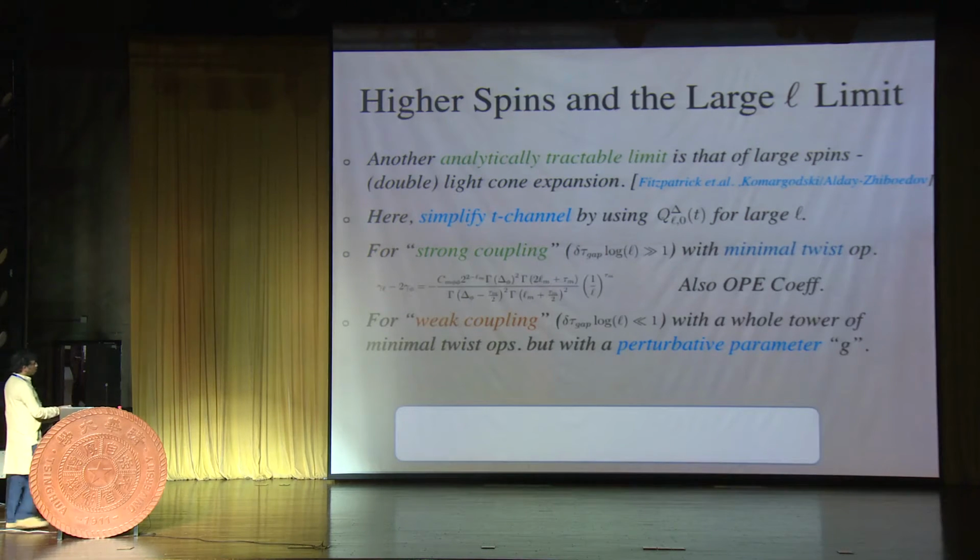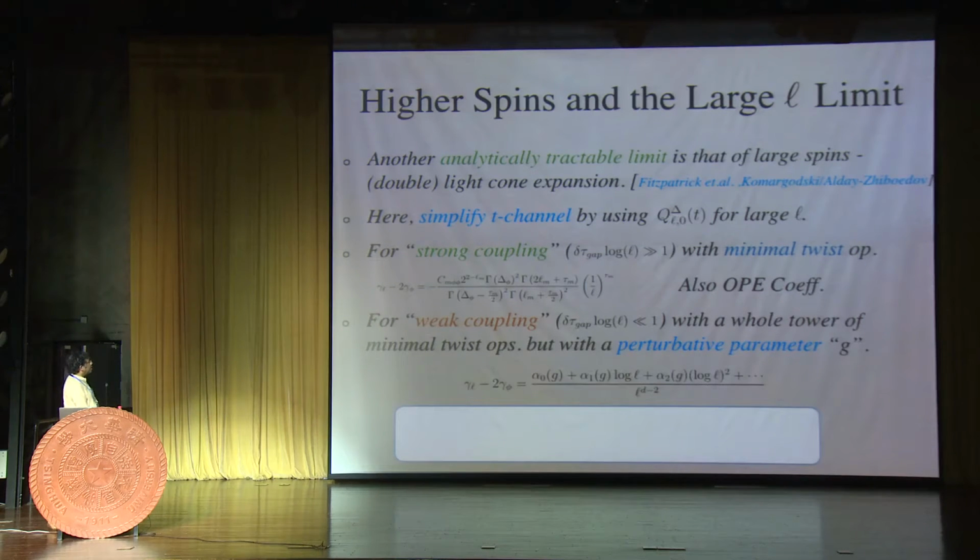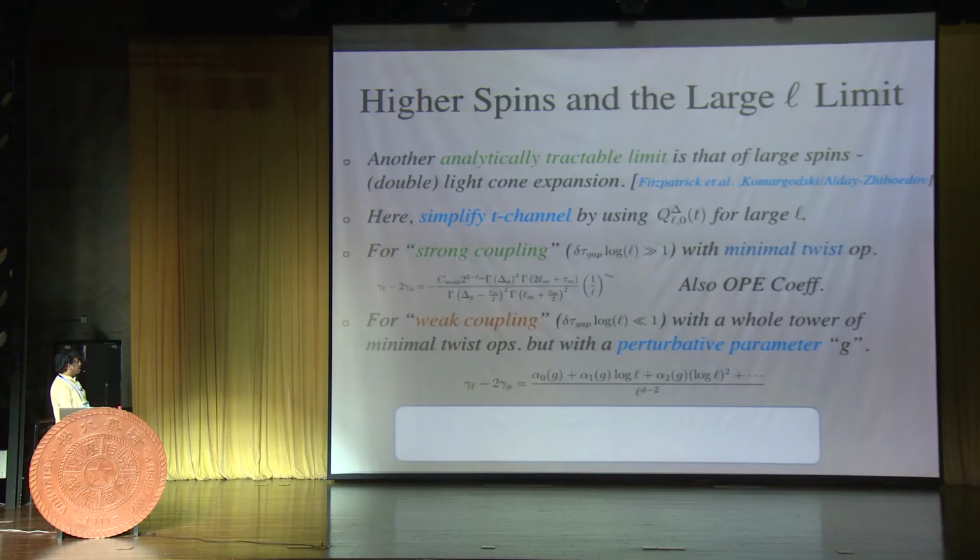But you can look in the opposite limit, a weak coupling limit in which there's a perturbative parameter, but now there's no single minimal twist operator. In that case, as we heard last year from Zhiboedov and Alday, you can write down an expansion in powers of logs, but they're each multiplied by a function of the perturbative parameter g. Now, this is a perturbative expansion because each of these begins with g to the appropriate power, the log, so that this condition is sort of satisfied.